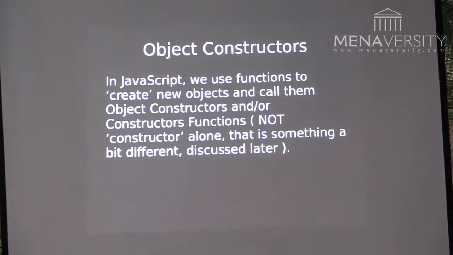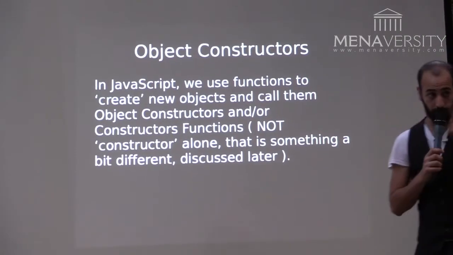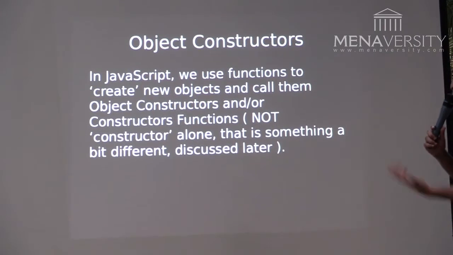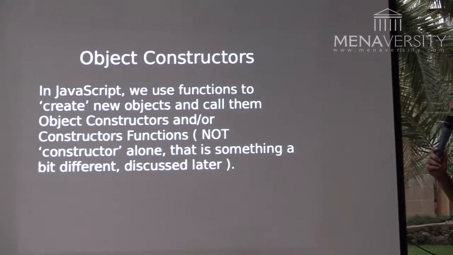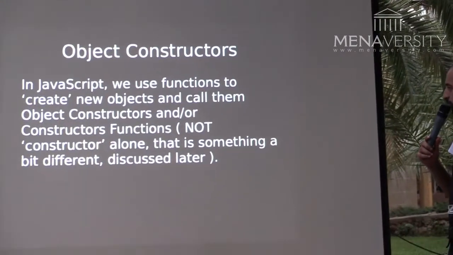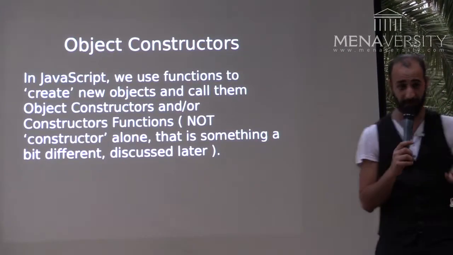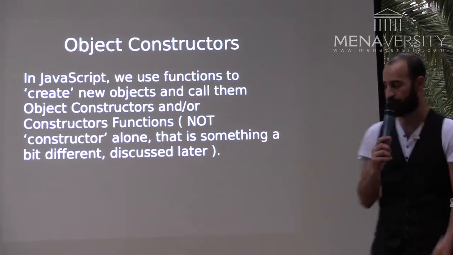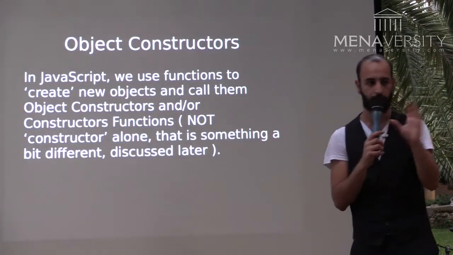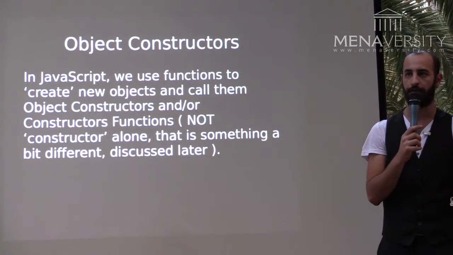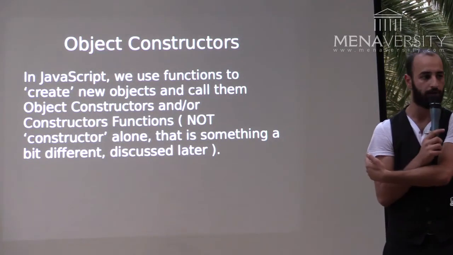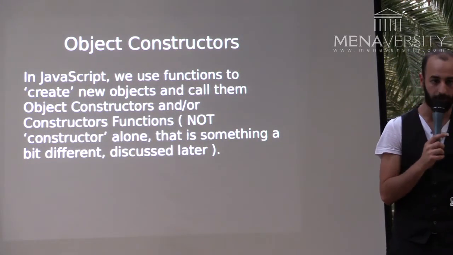So let's talk a bit about object constructors. We already saw 2 object constructors. In JavaScript, we use functions to create new objects and call them object constructors or constructor functions. Not constructor alone, that is something else. It's basically the same thing, but constructor is not the actual function. It's the same as print was for out. It's just a reference for the function.